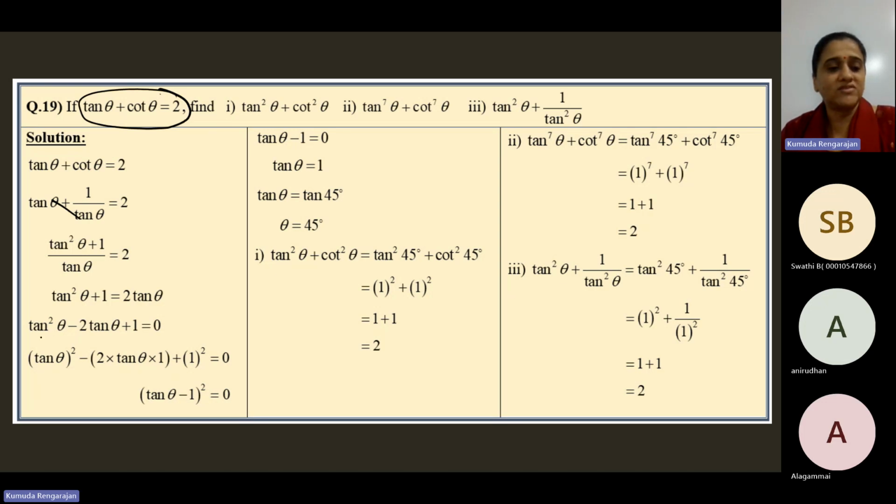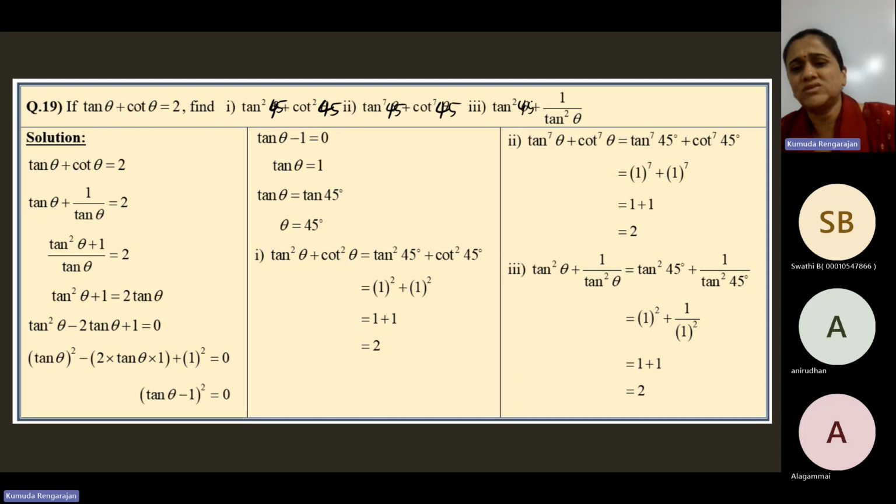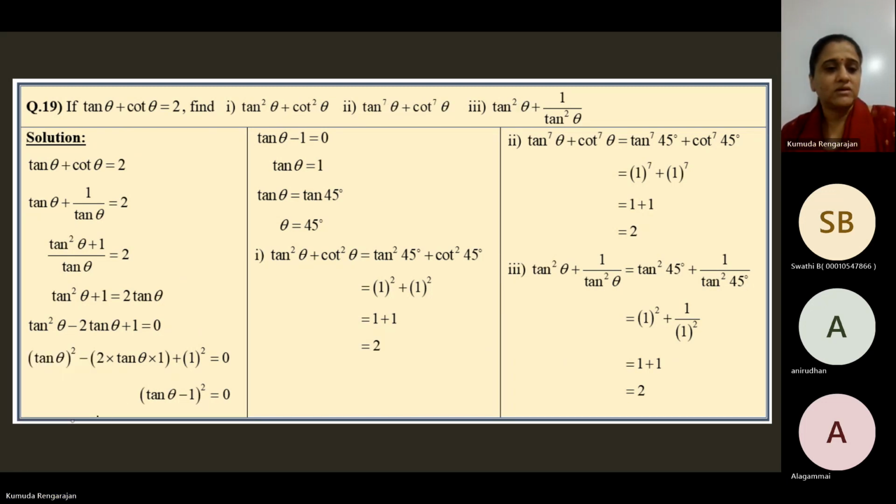Now this is in the form a square minus 2ab plus b square, which is a minus b the whole square. A minus b the whole square is 0, so a minus b is 0. So tan theta is equal to 1. What is 1? Tan 45. So on comparing both the sides, theta is 45. So we found theta. Once you find theta, it's easy. Now you can just put 45 here. Tan 45 is 1, and cot 45 is also 1. So just substitute and find the value.